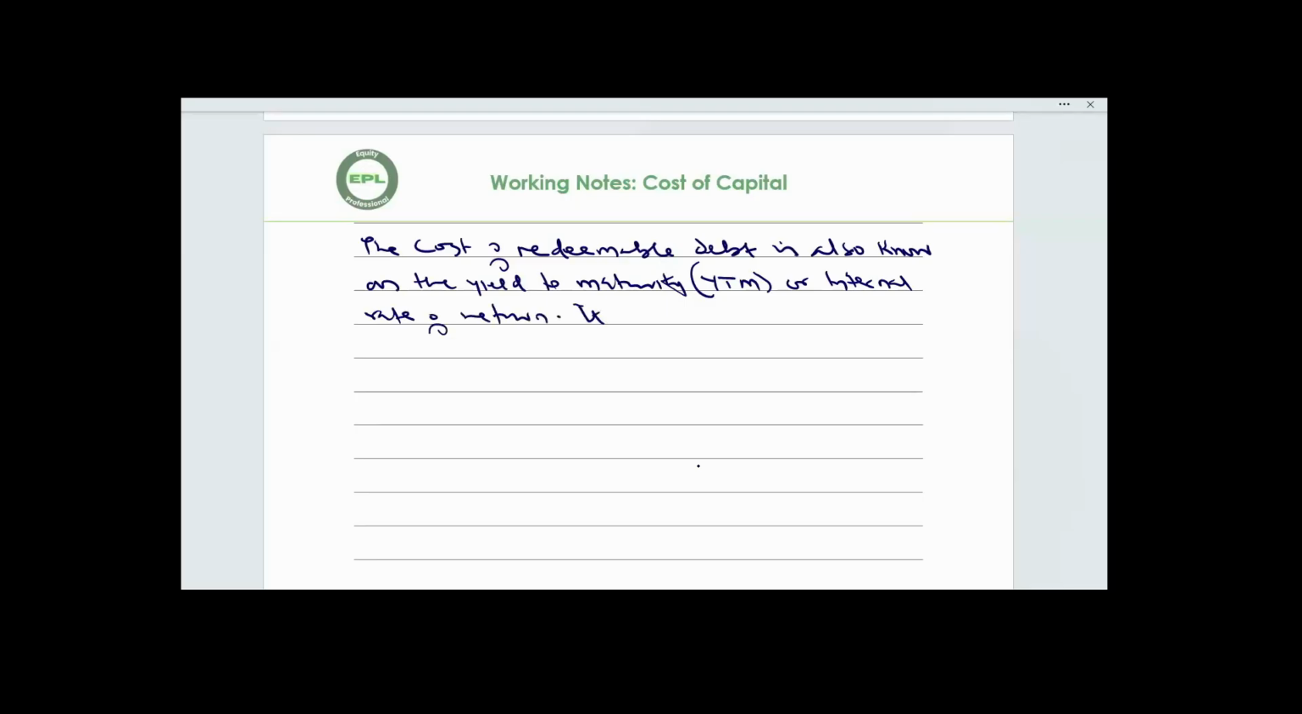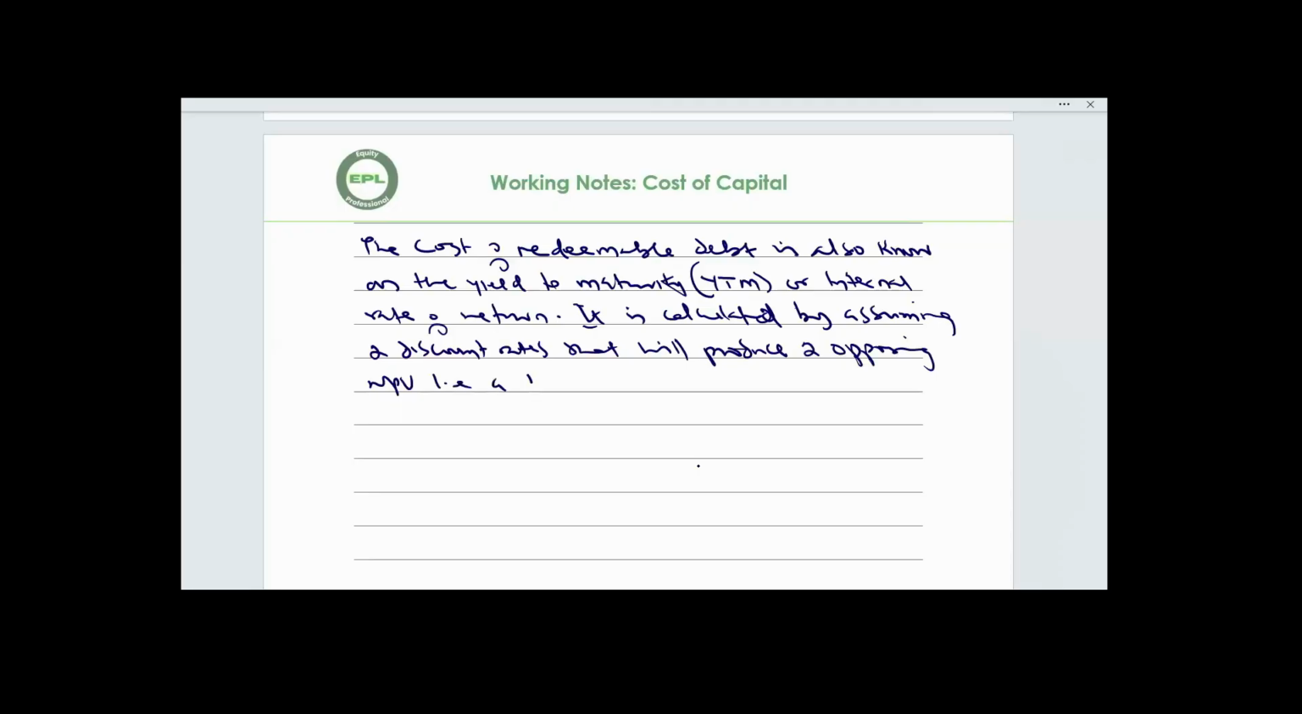Okay, it is calculated by assuming two discount rates that will produce two opposing NPV, net present value, that is a positive net present value and a negative net present value.